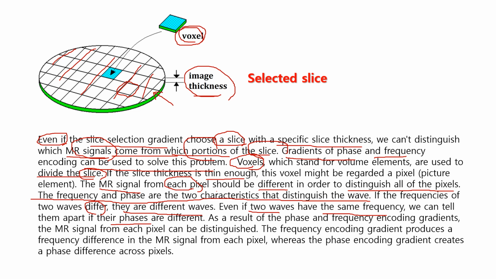As a result of the phase and frequency encoding gradients, the MR signal from each pixel can be distinguished. The frequency encoding gradient produces a frequency difference in the MR signal from each pixel, whereas the phase encoding gradient creates a phase difference across pixels.